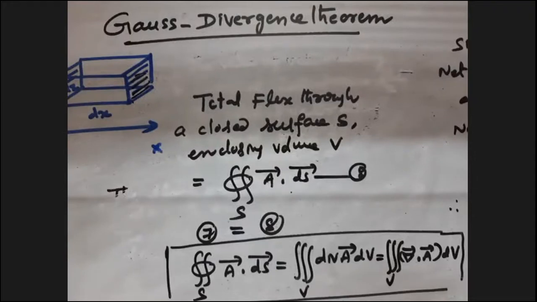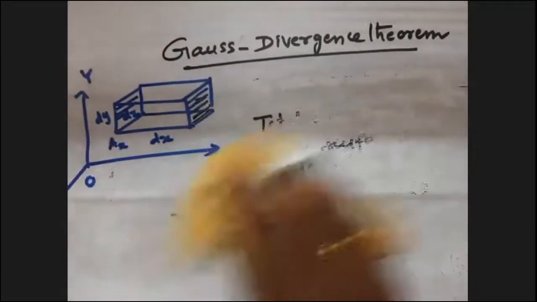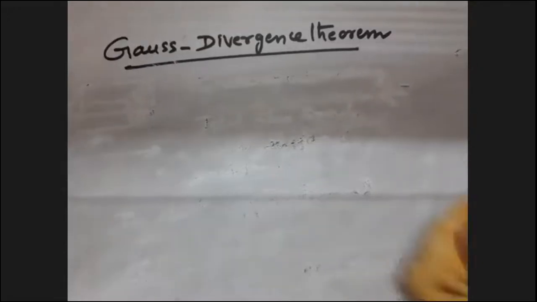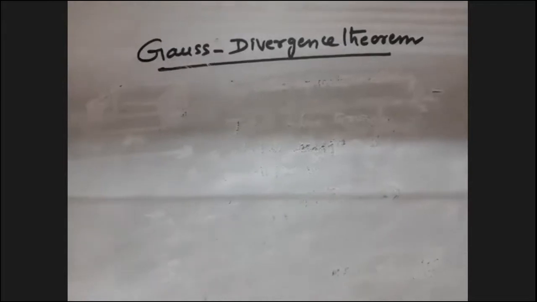Okay, so this is the statement and the proof of the Gauss divergence theorem. So based on this formula, we will solve the problems, right? How to solve the problems on the Gauss divergence theorem. Let us see.